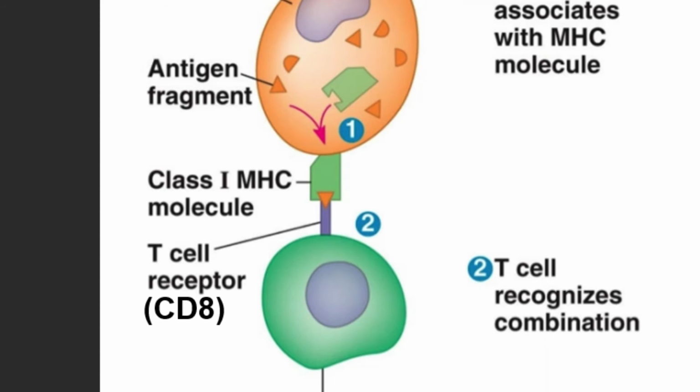So cytotoxic T cells have a T cell receptor, which is shown here in purple, which is able only to bind to class 1 MHC molecules. And the reason for that is that this T cell receptor here is a particular kind of T cell receptor called a CD8 T cell receptor. So the CD8 T cell receptor of the cytotoxic T cell interacts with the presented antigen from the antigen presenting cell.